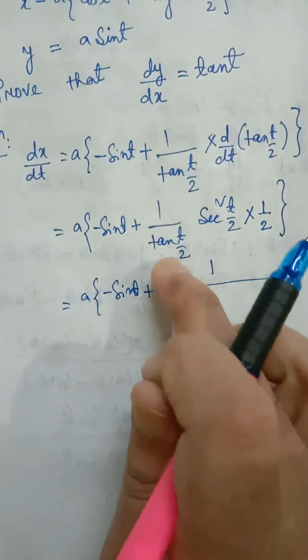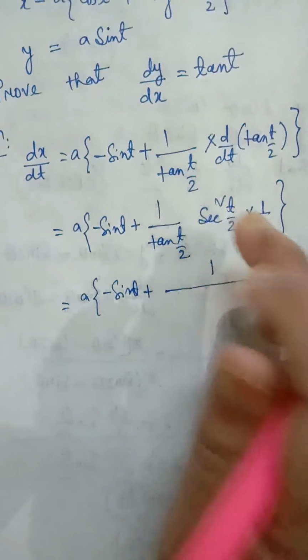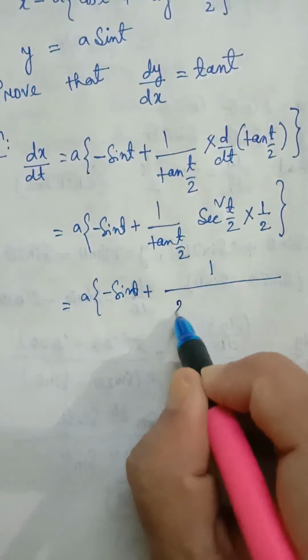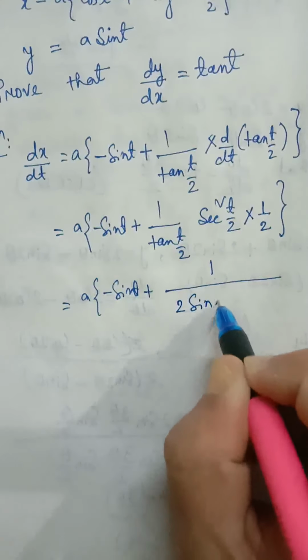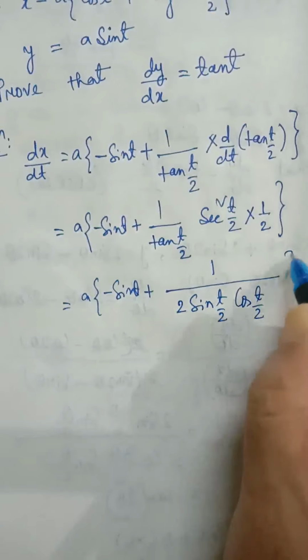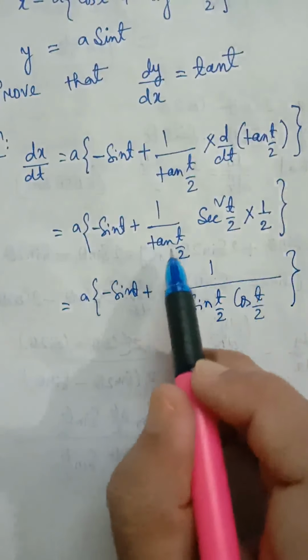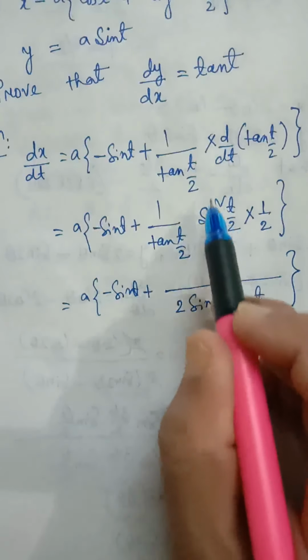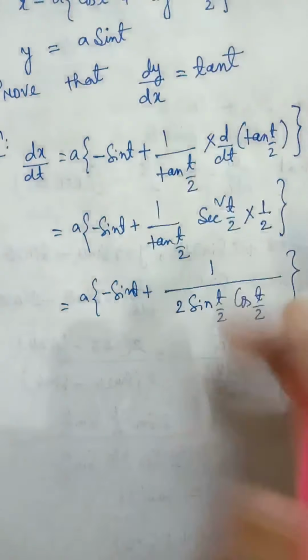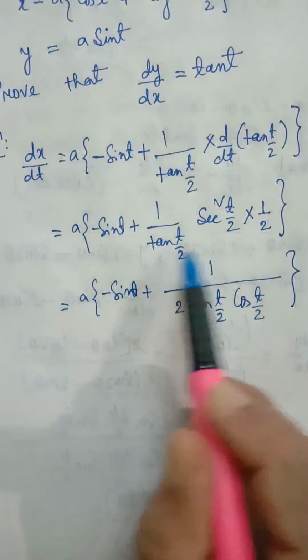tan is sin by cos, sec square is 1 by cos square. So ultimately our denominator will become 2 sin t by 2 cos t by 2. You can see tan means sin by cos, sec square is 1 by cos square, one of the cos will get cancelled. So 1 by 2 into sin t by 2 cos t by 2.